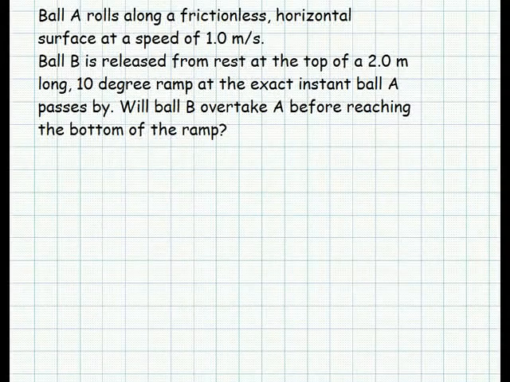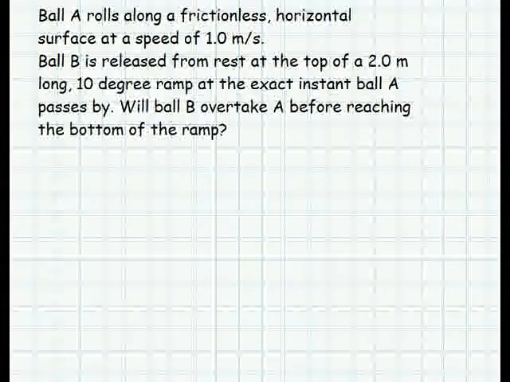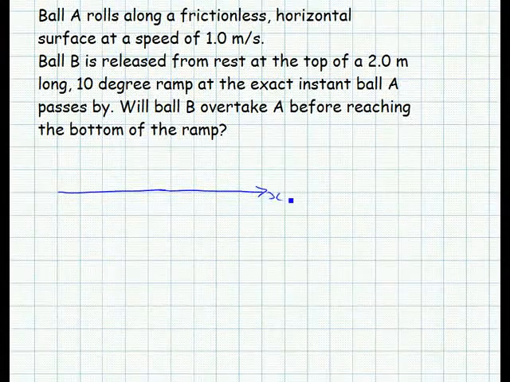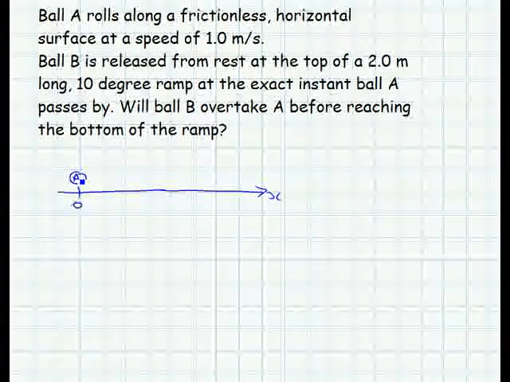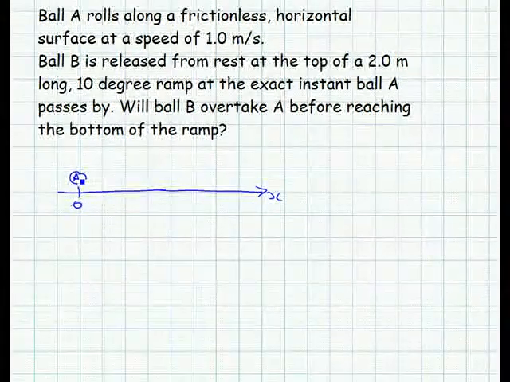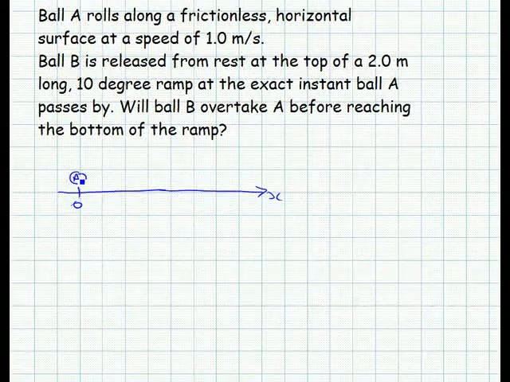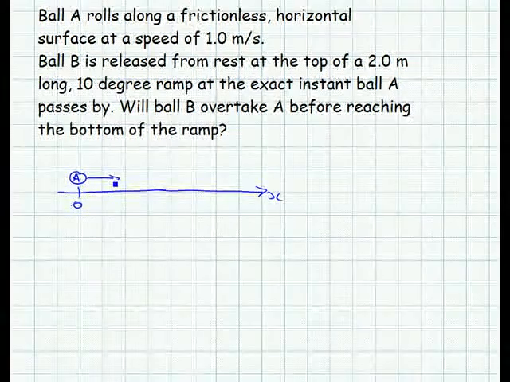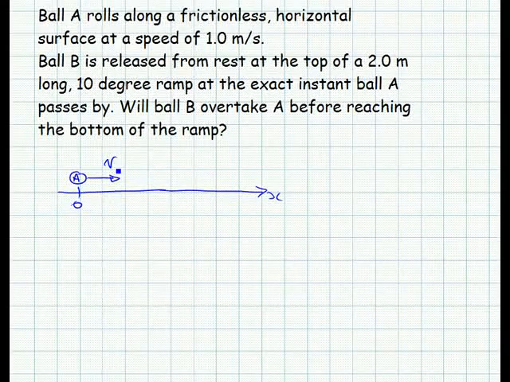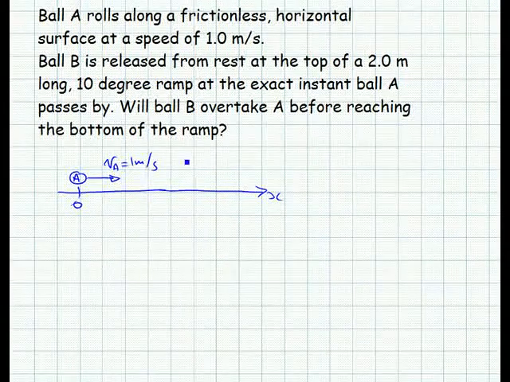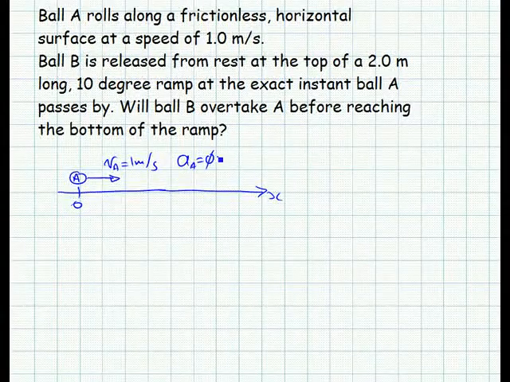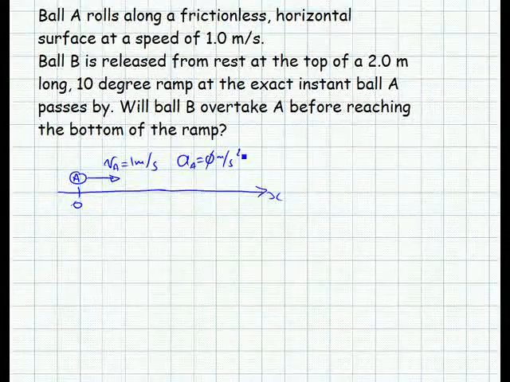We have a ball A rolling along a frictionless horizontal surface at a speed of 1 meter per second. So that's a simple scenario to depict. Let's call this position x, that's the origin, and this is ball A. It rolls along a frictionless horizontal surface at a speed of 1 meter per second, so it has velocity v_A of 1 meter per second. It's a constant velocity, so its acceleration is 0 meters per second squared.